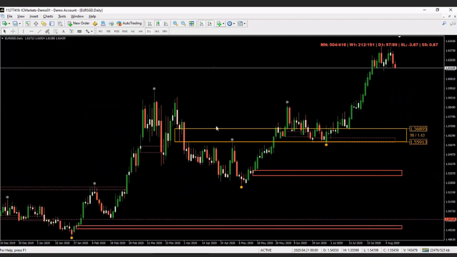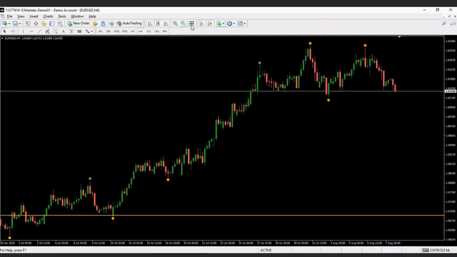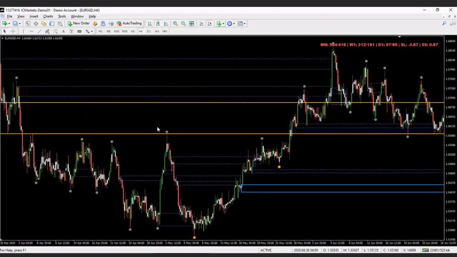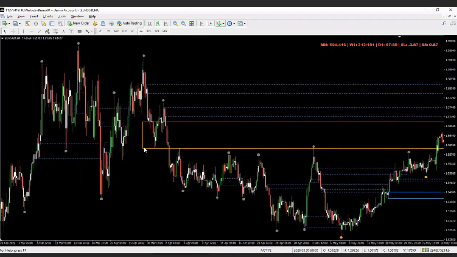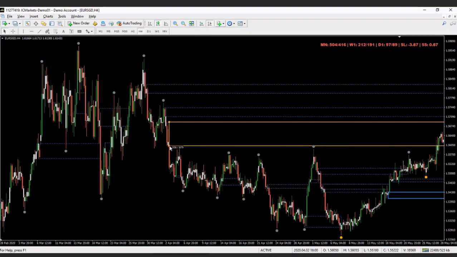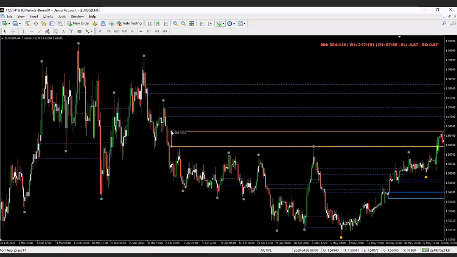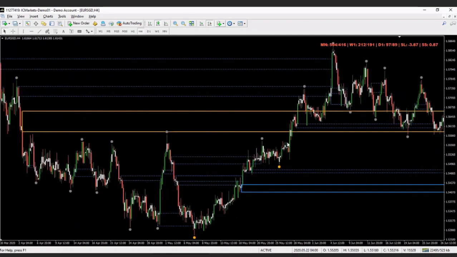Okay, and you can see that we can't see it on this one. It's there, we just have to go hunting. Here it is, it's right there. This candle here, this is the distribution. This is what price is testing. Tested a bunch of times, and now it's gone.